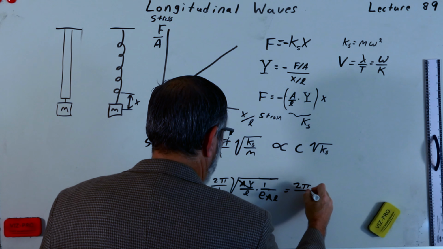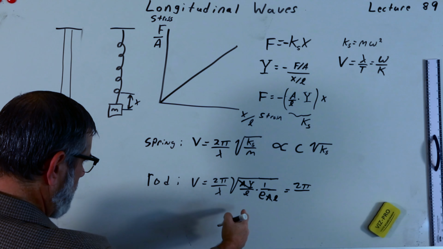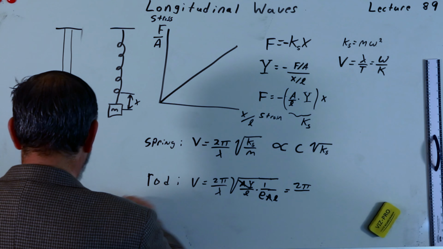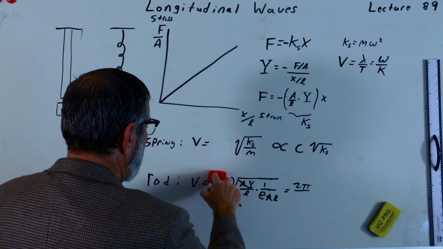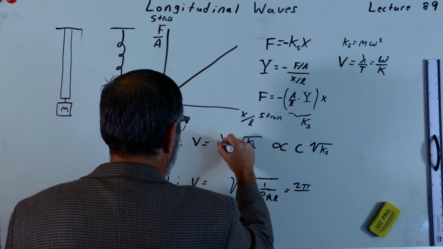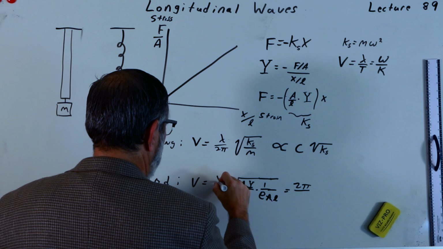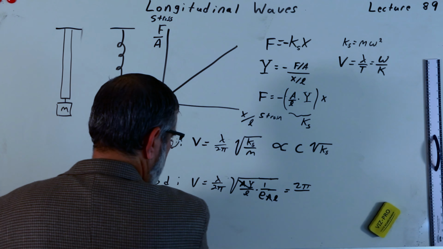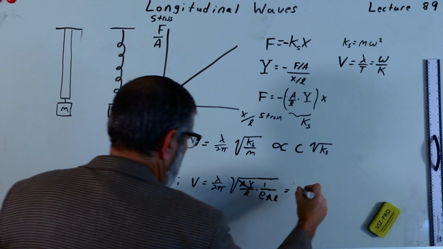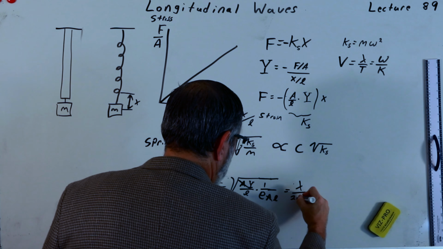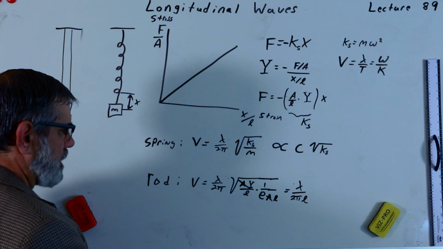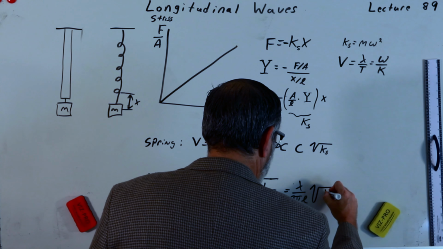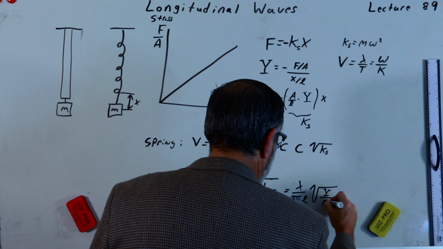So we write that as 2 pi over... Let me get to this. This is wrong. Sorry about that. This should be lambda over 2 pi. Sorry about that. So I'll write this: lambda over 2 pi times L, because I just pulled the L squared out of the square root, times the square root of the Young's modulus over the density.